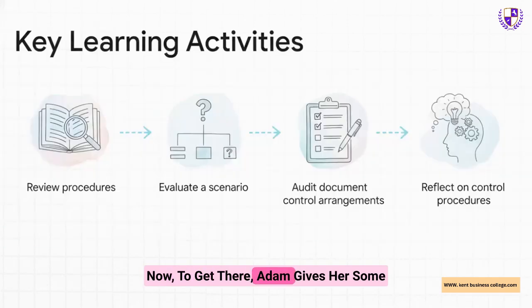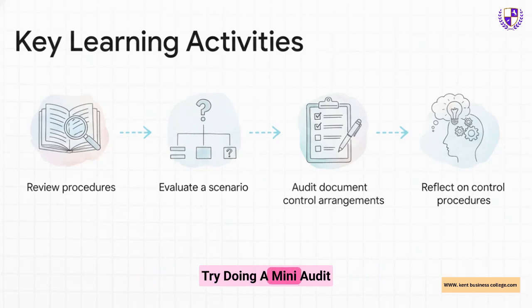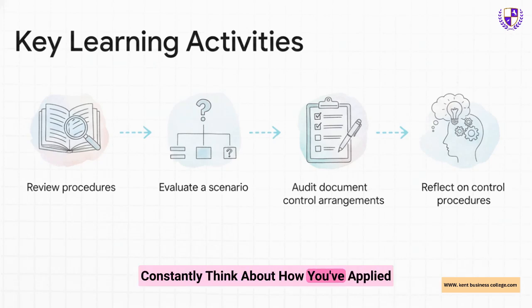Now to get there, Adam gives her some really powerful learning activities. He says, don't just read the procedures, review them, challenge them. Don't just process a change request, evaluate the whole scenario. Try doing a mini audit on a project's document control. But the most important thing, reflect. Constantly think about how you've applied these controls and what the outcome was. That's where the real learning happens.